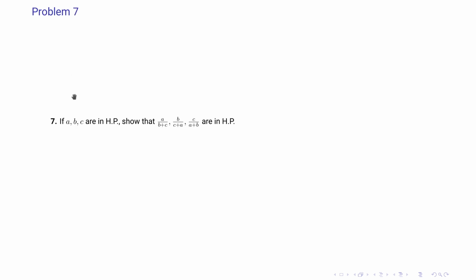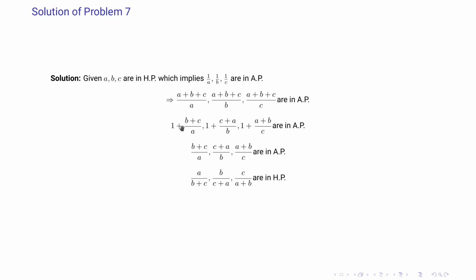Problem number 7 says that if A, B, C are in HP, show that A by B plus C, B by C plus A, C by A plus B are in HP. So A, B, C are in HP, which means 1 by A, 1 by B, 1 by C are in AP. So we multiply everything with A plus B plus C. So we get this as a result.